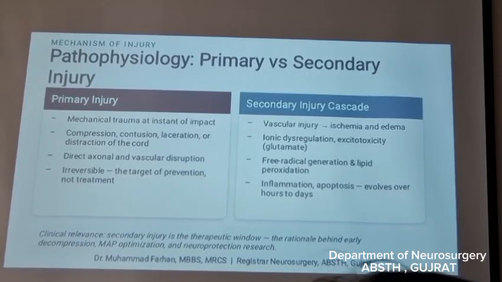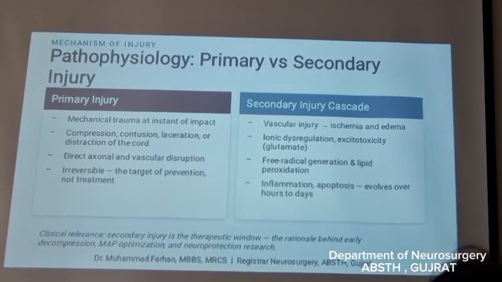Next, the secondary spinal cord injuries. They are usually due to follow-up events that lead to further injury of the spinal cord, such as vascular injury, which can cause ischemia and edema. If there is a vascular injury due to the direct impact of the trauma, then it may cause further ischemia and edema, which is usually not affected by the impact. The ischemia and edema lead to further progression of the spinal cord injury.